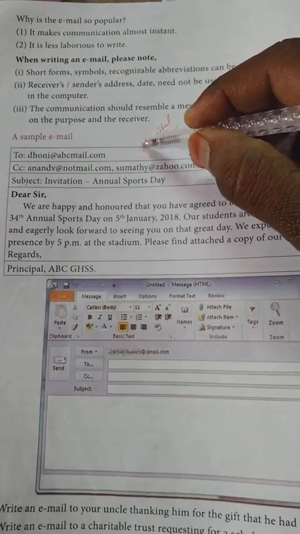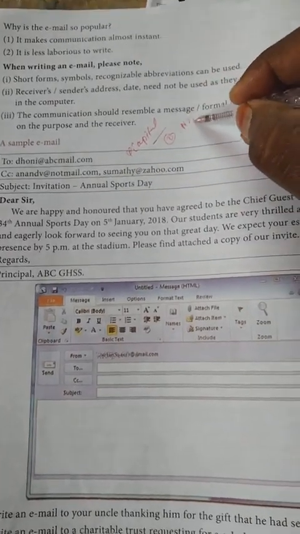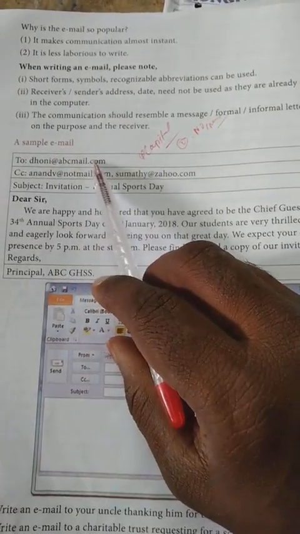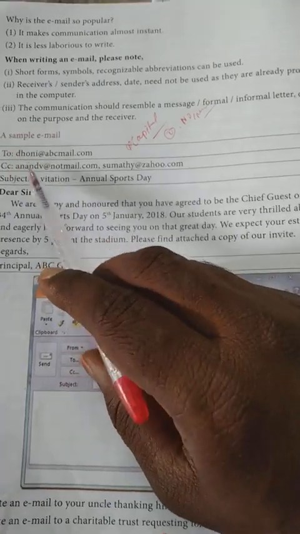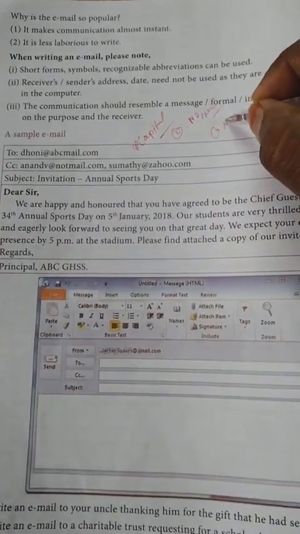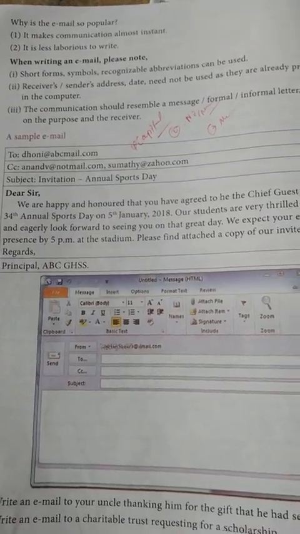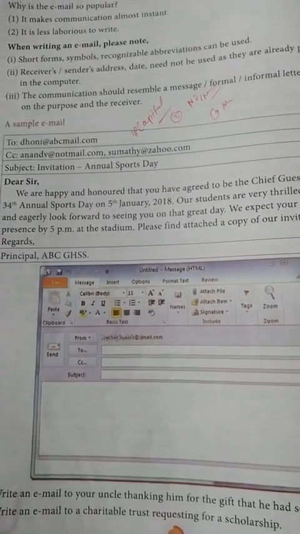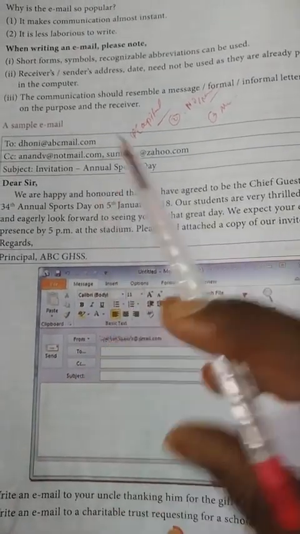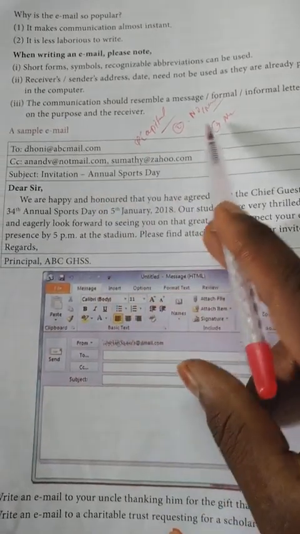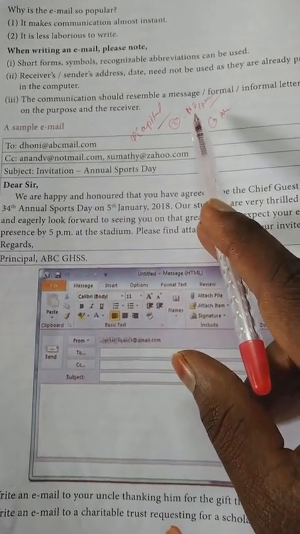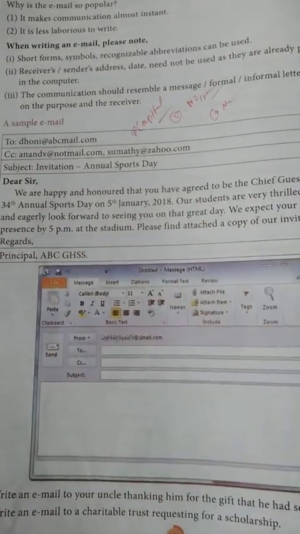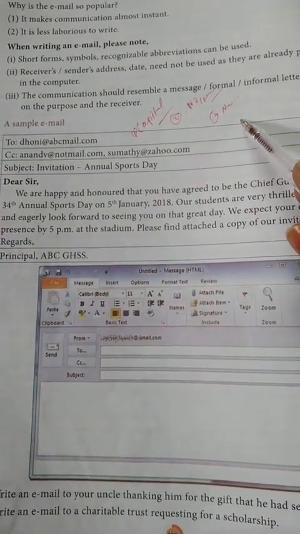And the second one is no space. You are not supposed to use any space in between the letters. See here, no space, no space. And the third one is no joined letters, no running handwriting. These three things are very mandatory while you are writing an email address. First, no capital letters, second, no space should be given, and no running letters.